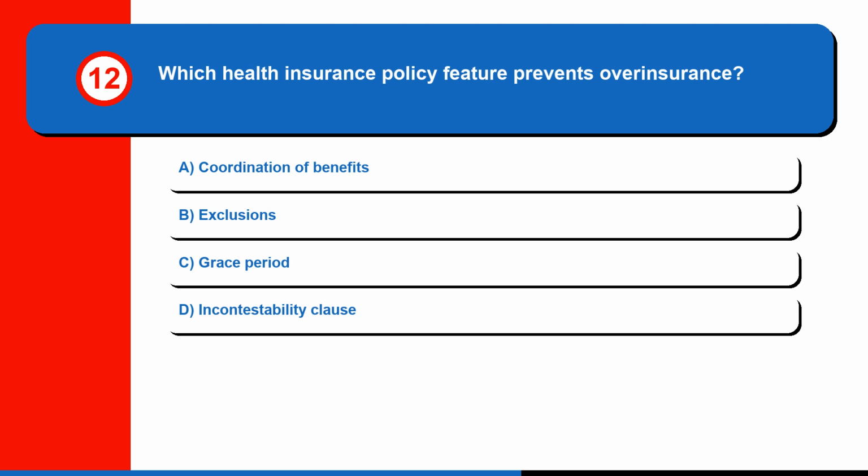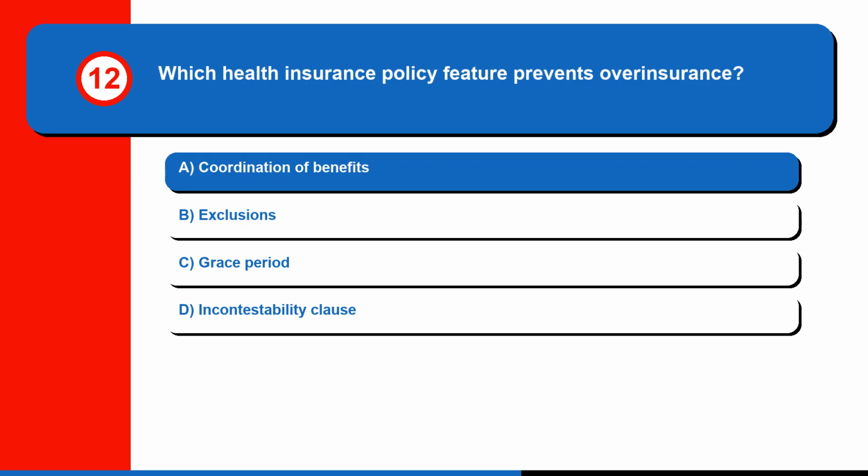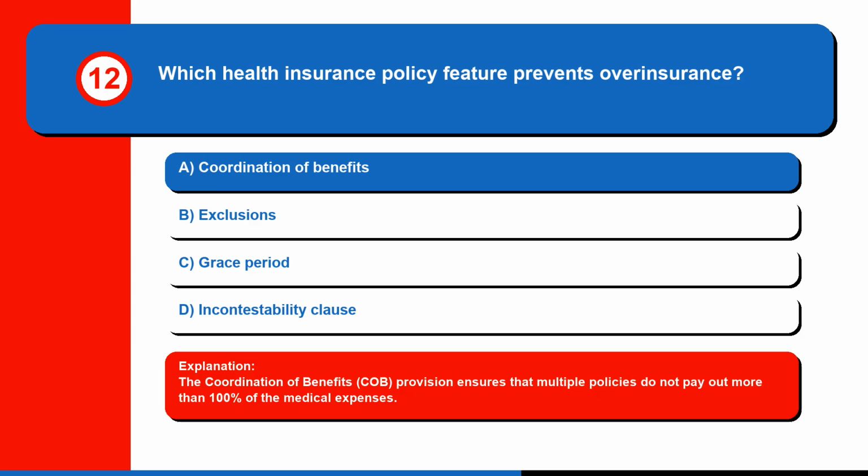Question 12. Which health insurance policy feature prevents overinsurance? A. Coordination of benefits, B. Exclusions, C. Grace period, or D. Incontestability clause? The correct answer is A. Coordination of benefits. The coordination of benefits, COB, provision ensures that multiple policies do not pay out more than 100% of the medical expenses.